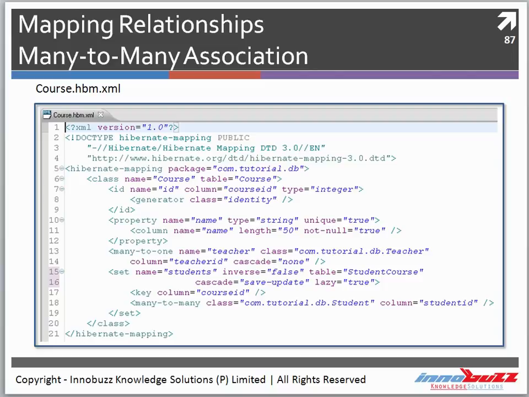The inverse element is set to false because this is not the inverse side of the relationship. Then the table associated, and as you can see, is the third table or the relation table student course. Then the cascade option, which is set to save-update, which means that both operations will be cascaded. Once again, the lazy element is true. Inside the set element, the key column is defined. At the end, the many-to-many association, which defines the class, which is student, and the table column associated.